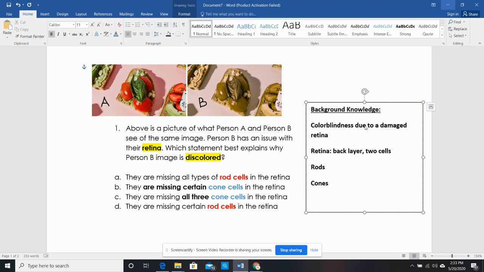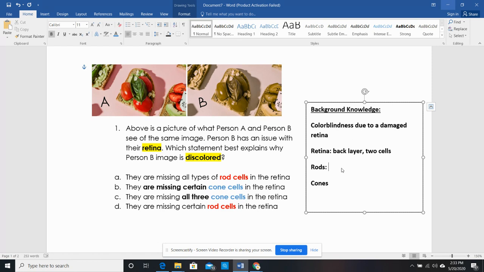If you said rods and cones, then you're on the right track. Now, rods and cones, they each had a really different job. And when I look at my answer choices, I can see that that's the biggest difference that I need to decide first in order to eliminate an answer. Is color blindness due to a problem with my rod cells, or is it due to a problem with my cone cells? So now let's talk about rods first.